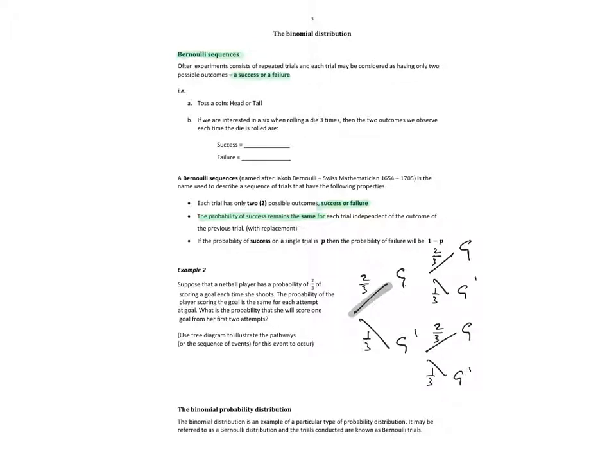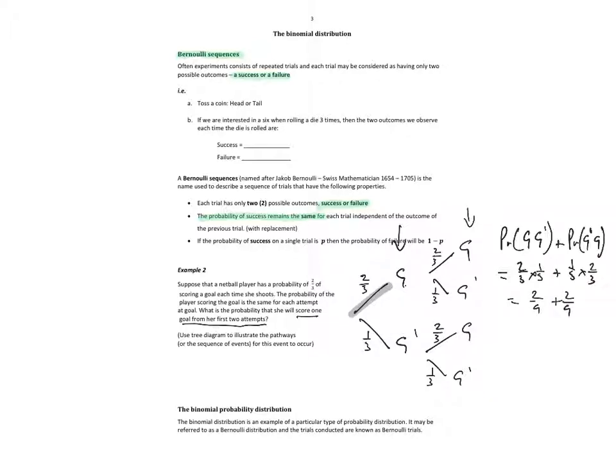So then the question they want is the probability that she will score one goal from her first two attempts. So attempt 1 is the first column, attempt 2 is the second column. So for her to get one goal, it means that she gets a goal on the first shot and misses on the second, or she misses on the first shot and gets a goal on the second, which gives us 2/3 by 1/3 plus the probability of not getting a goal, 1/3 by 2/3, which is 2/9 plus 2/9, which is 4/9. Okay, so that's a typical kind of example that we had last chapter.